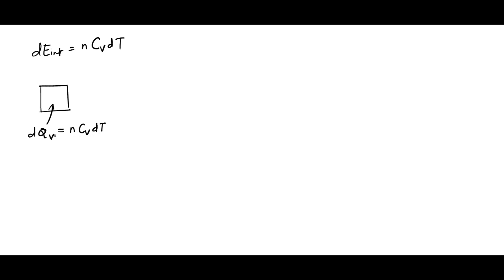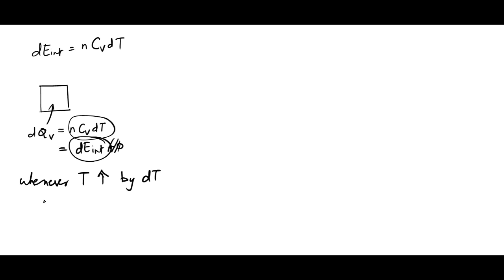And we know, according to the first law of thermodynamics, that dQ is equal to the change in the internal energy plus the work done by the gas, which is equal to 0 in this case, so I need not write this. So from this equation we get the equality of these two. In other words, whenever the temperature of a gas increases by dT, we know that the internal energy of the gas is going to increase by an amount equal to n Cv dT.